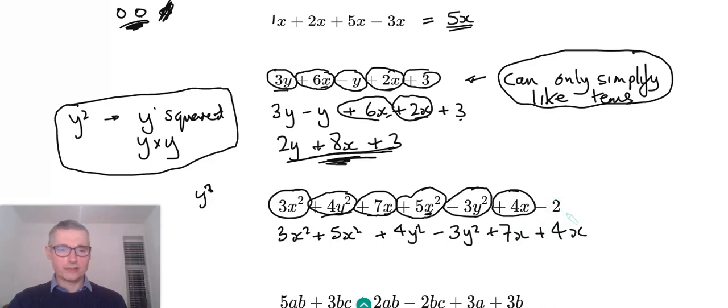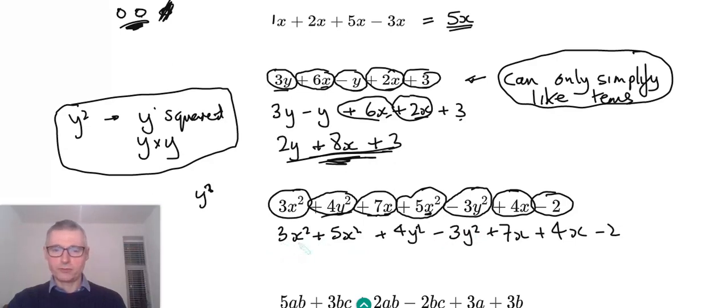And because it's not multiplying an x or a y squared even, it's just a number on its own. There's nothing else that we can add that to, so we'll just tag it on at the end there. So now what I'm going to do is add or subtract, if it says subtract, the things that are like terms.